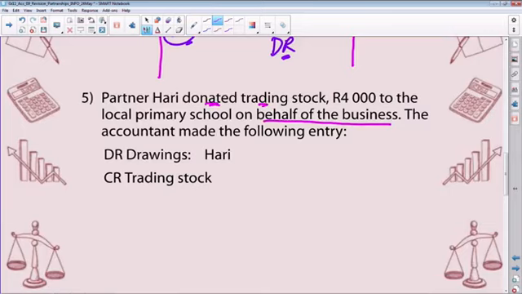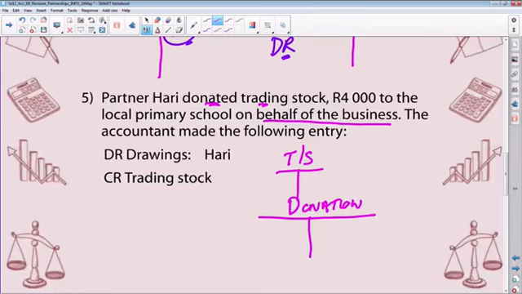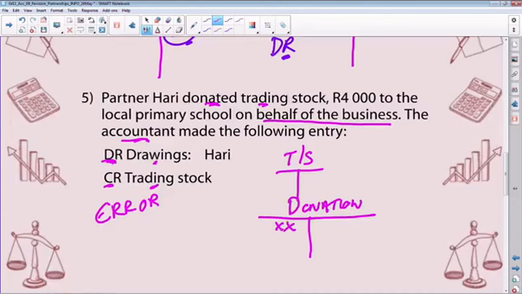Immediately, as accounting students, we know that the two accounts affected should obviously be trading stock and donations. We know that that's definitely the two accounts affected. However, the accountant, and remember guys, the accountant is only human, made the following entry. What did the accountant do? The accountant debited drawings and credited trading stock. So immediately we can see the accountant made an error. Where was the error made? Instead of debiting donations, remember donations should be debited, not drawings, because the partner never took the stock for personal use. So donations should be debited.